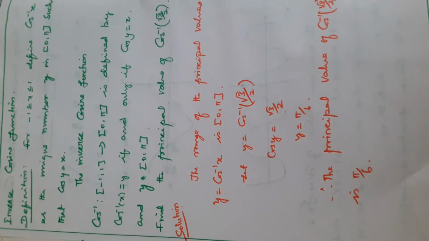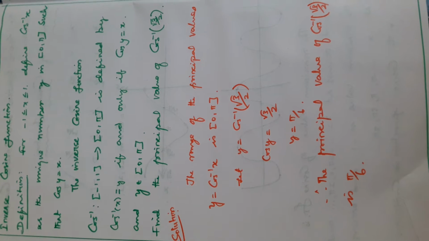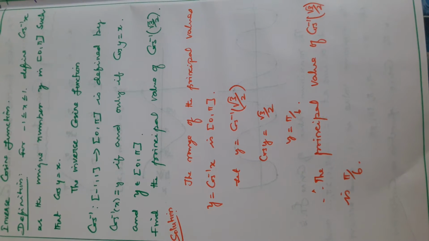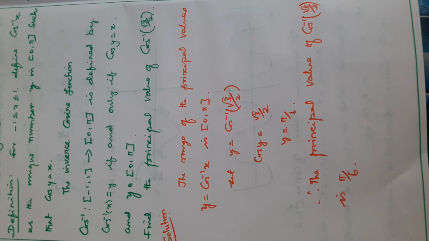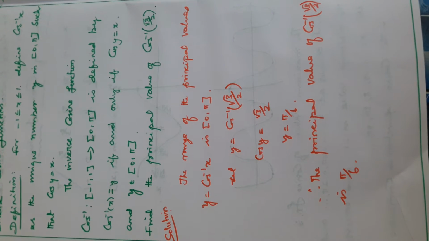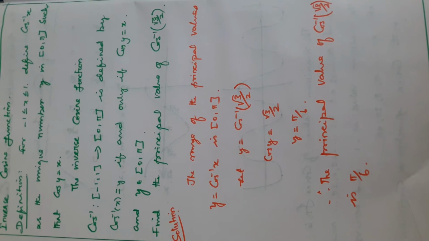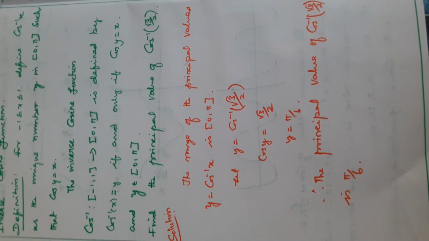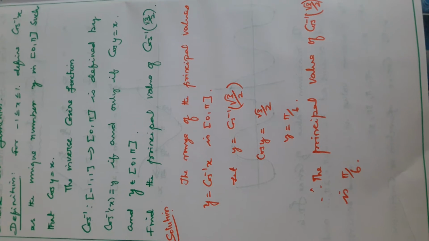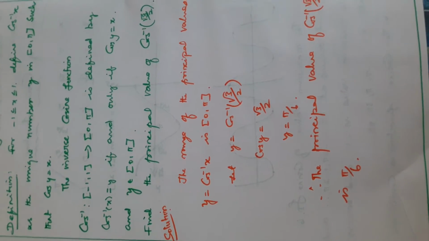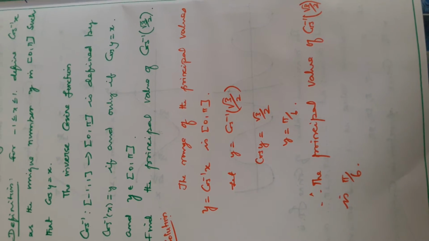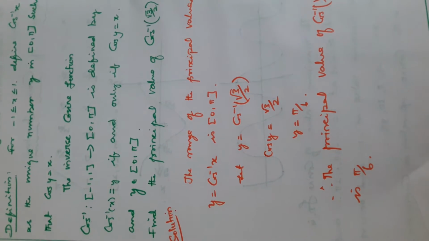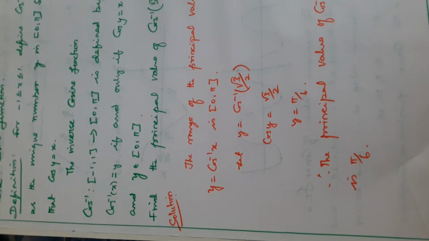Now, how to define our inverse cosine function? So for minus 1 less than x less than 1, define cos inverse x as a unique number. So what is the unique number? The one value y in 0 comma pi such that your cos y equal to x. Cos y equal to x. So it is not easy to understand, right? Your cos y equal to x means your cos table values are given. You have to find the radian, right?